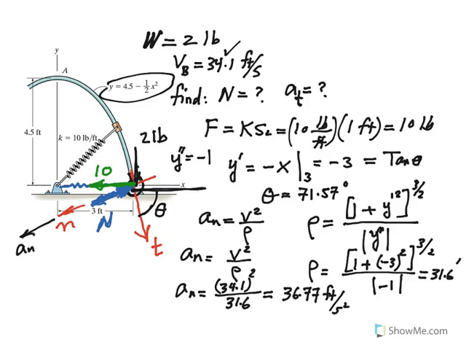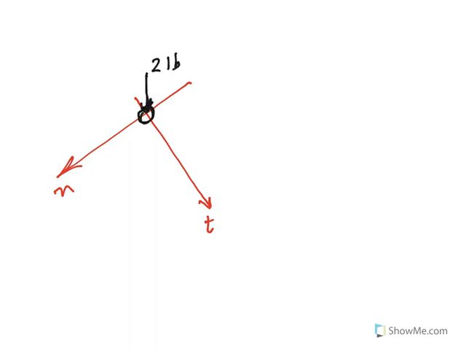Unfortunately, I'm running out of space, so I have to move to the next page. Let me redraw the free body diagram on the next page, cleaner than the way I have it here. Let's draw our tangential axis and normal axis, more or less. This is the tangential axis, this is the normal axis. This is the slider here. The weight was 2 pounds. Remember, the force of the spring was 10 pounds. We wanted to find this normal force and the rate of change of speed, which is the tangential acceleration.